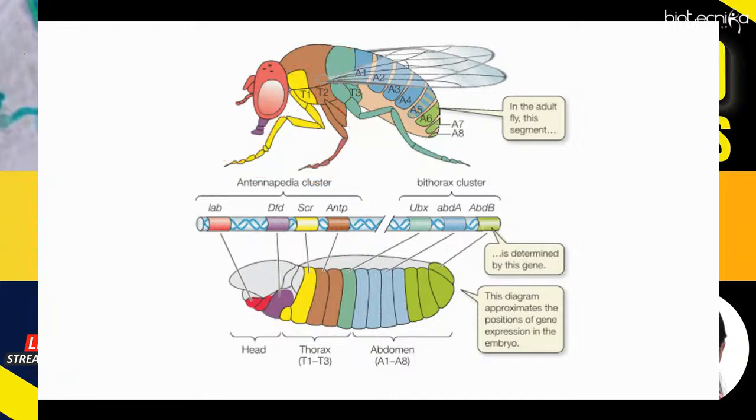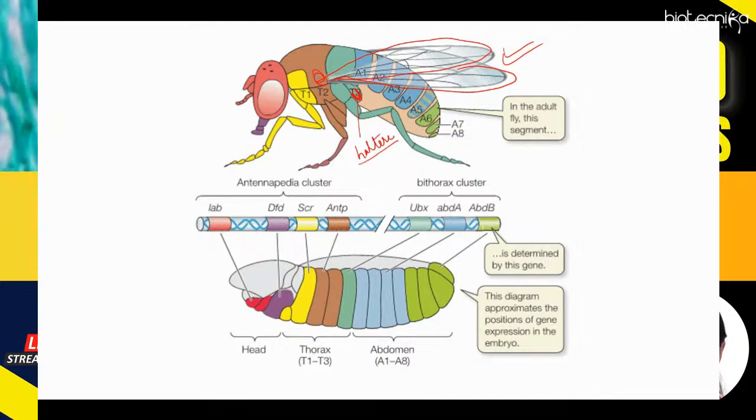But the wings have only come out from the second thoracic segment. See, the second thoracic segment has a pair of wings. And the third thoracic segment has a structure which is called a haltere. It helps them maintain balance during flight. Now, specific homeotic genes are expressed in specific regions of the body.